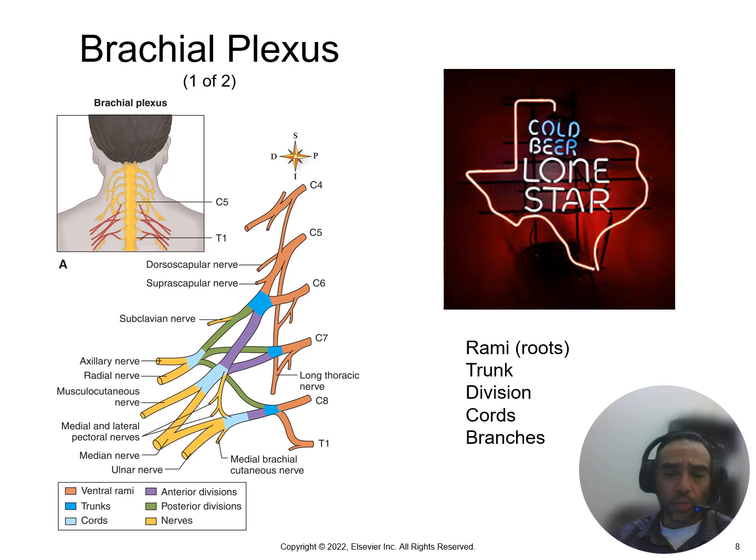So how do you remember rami, trunk, division, chords, branches? There's again, I think it's called an eponym. It says real Texans drink cold beer. So I'm not a fan of those, but if it helps, since our class is kind of crunched and you're learning a lot of material in a short amount of time. Real Texans drink cold beer. Rami, trunk, division, chords, branches. All right. Hopefully that helps.